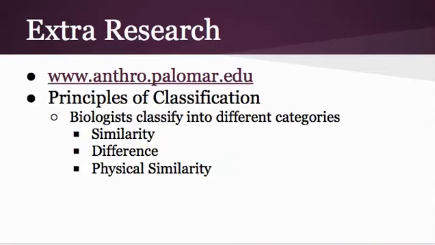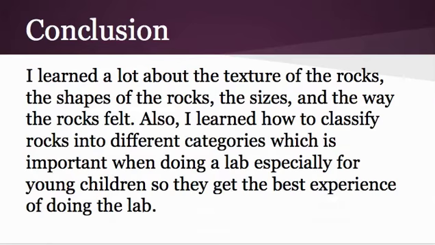I visited the Anthro website where they discussed the principles of classification, and it explained how biologists classify into different categories. They judge by the degrees of similarity and difference that they can see. They also look at physical similarity and the overall biological similarity.